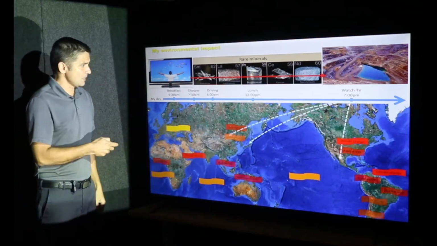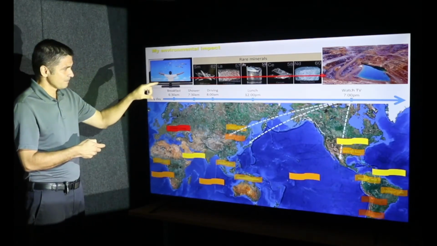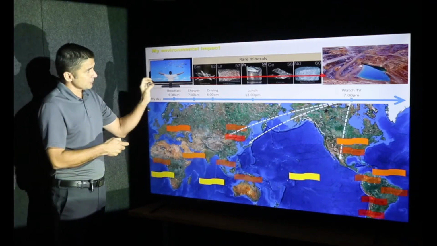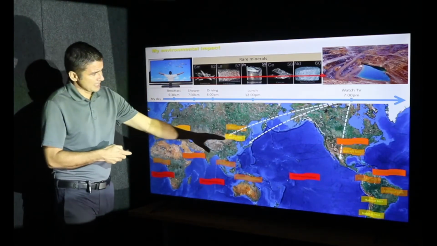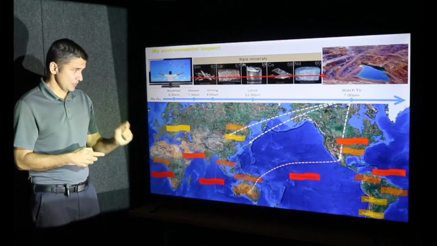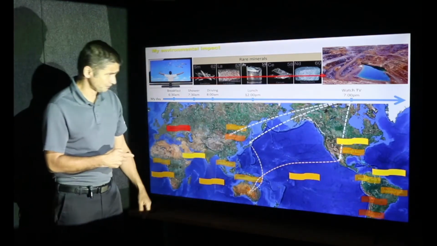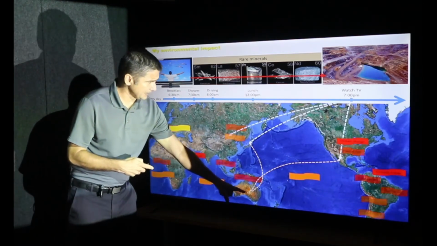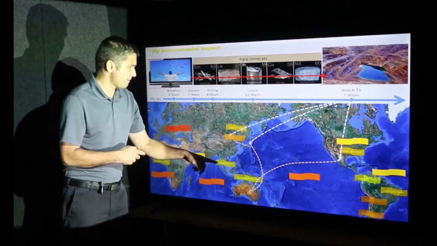But the other consequence of us using that TV is this. We know that the manufacturing of most of the TVs in the world is done in China, Japan, and Mexico. The rare minerals that are used, however, are produced in Australia, and they obviously have to be taken to either Mexico, Japan.